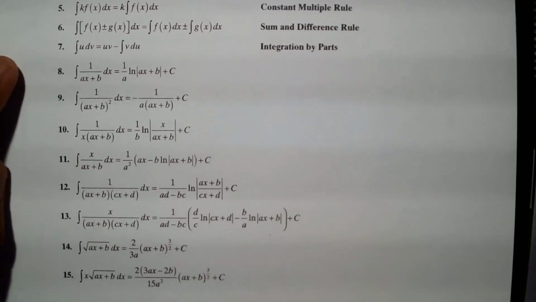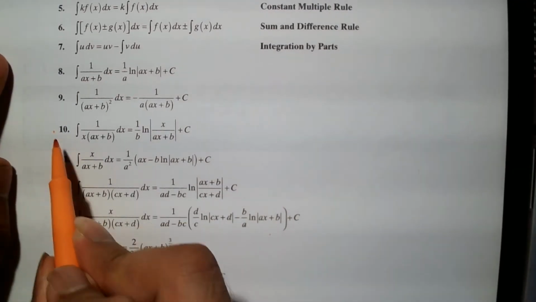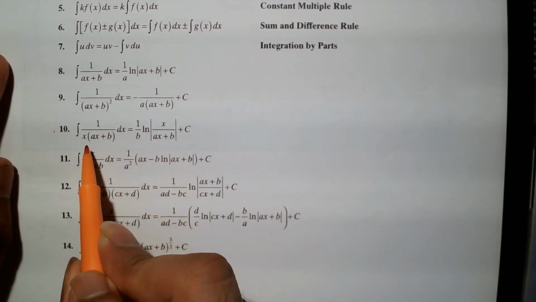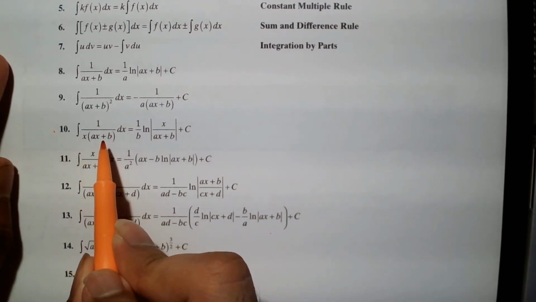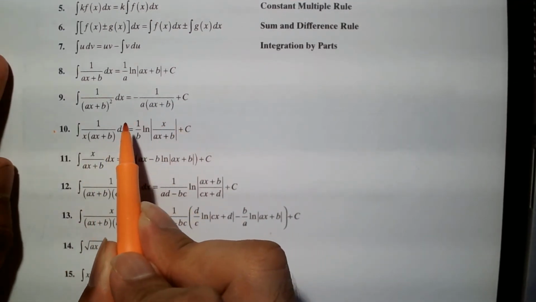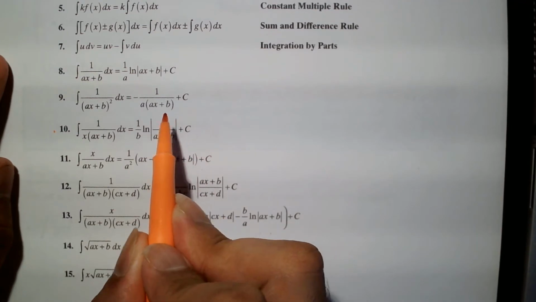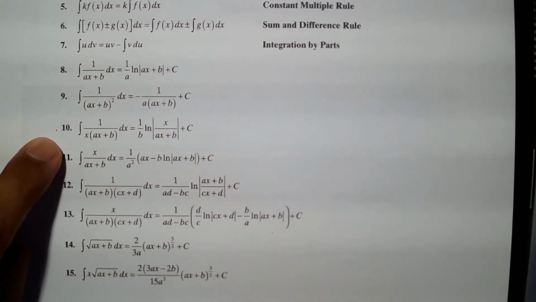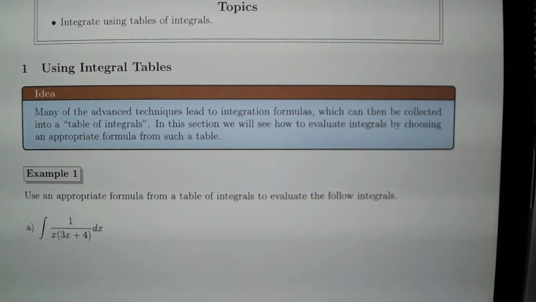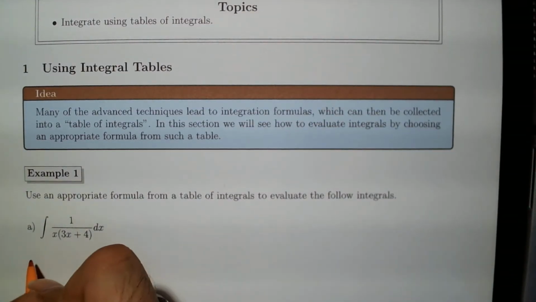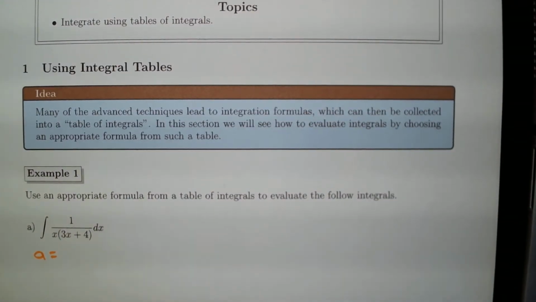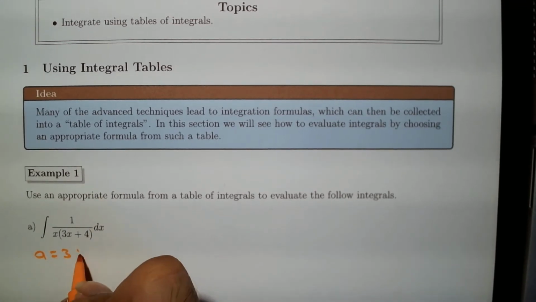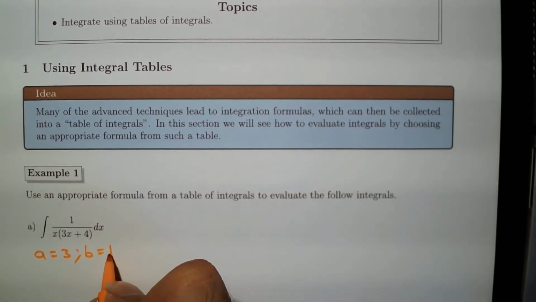To me it looks like form number 10, 1 over b. We need to identify a and b for this form, and we are going to apply this formula. First I'm going to identify it here, and then I'm going to write it as well. So in this case we have a equals 3 and b equals 4.